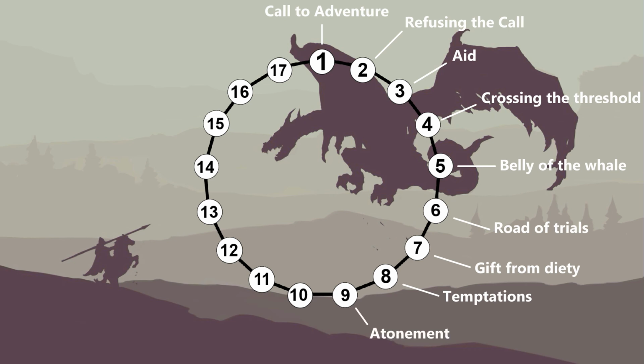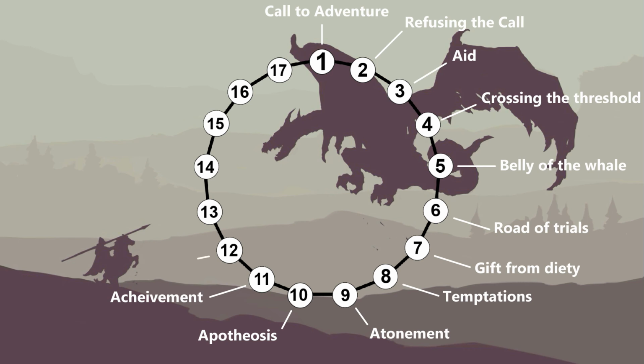9, we have atonement, and our hero confronts a power that has been challenging them from the beginning. This is usually the climax of our story, where the hero is faced with their ultimate challenge. At number 10, we have apotheosis, which is a moment of realization about the reality of the world or the situation. 11 is achievement, and this is where our hero has done what they set out to achieve because all the steps have come before. This is the ultimate expression of everything they've learned in their journey.